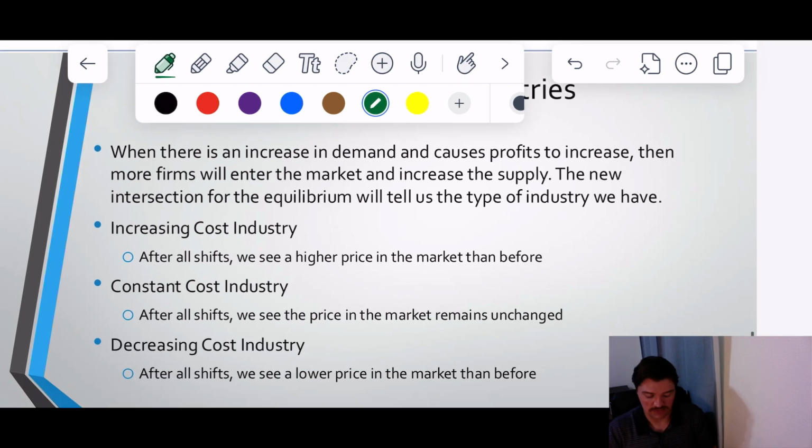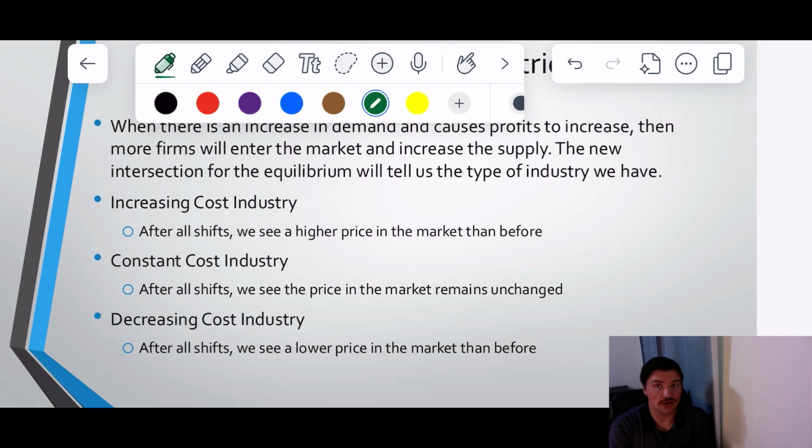Now, there are three options. There is either an increasing cost industry, a constant cost industry, or a decreasing cost industry. The increasing cost industry basically shows us that if we were to create more firms, creating more product, it's actually costing a higher amount to make the higher quantity, right?